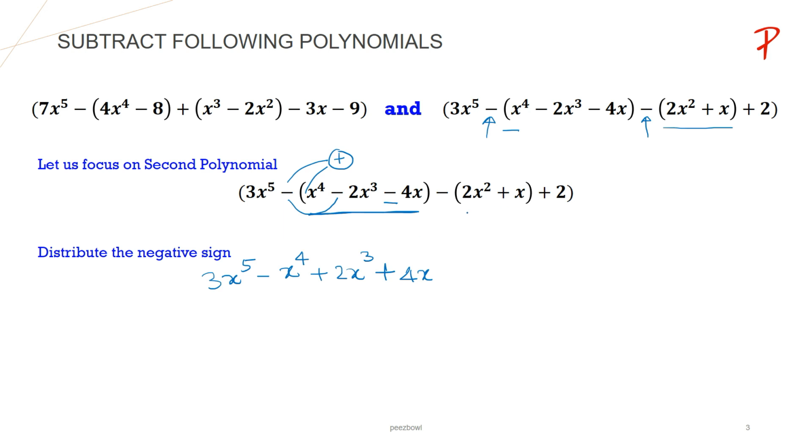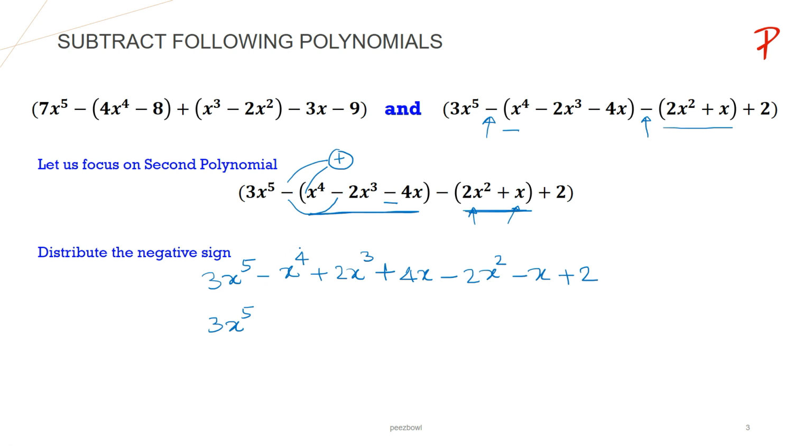Say for example 2x to the power 2 plus x. For this, in order to distribute the negative sign, I am only going to change the sign of these two terms, 2x to the power 2 and plus x. So plus will become minus 2x square, and this plus x will become minus x and then plus 2, right? So I have to arrange this polynomial in descending power of x. Here we have 3x to the power 5.